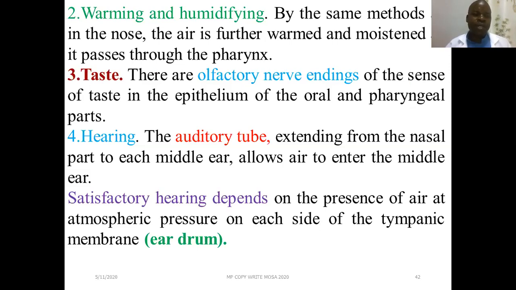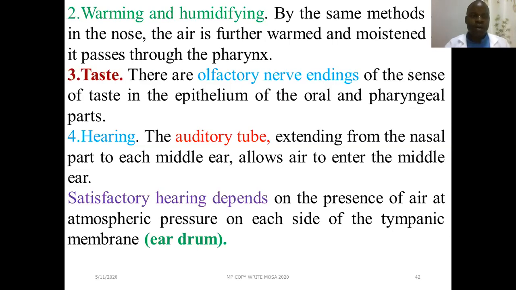The third function is taste. There are nerve endings of the sense of taste in the epithelium of the oral and the pharyngeal parts. So it can also be used for tasting because of the nerve endings which are found in the oral and the pharyngeal parts of the pharynx.